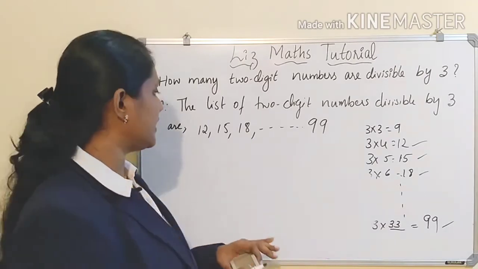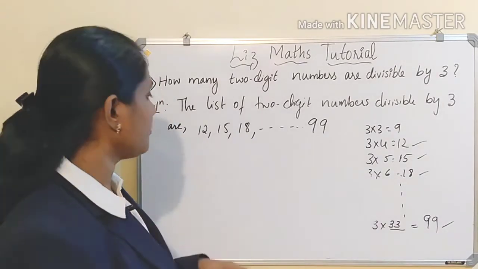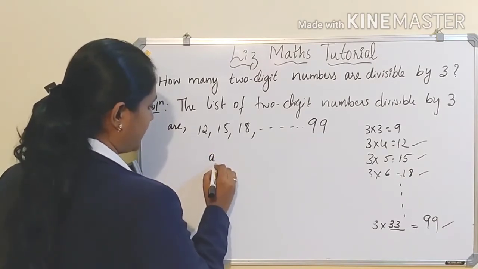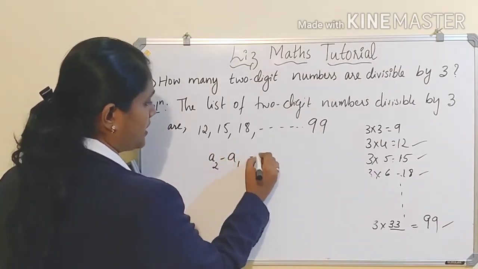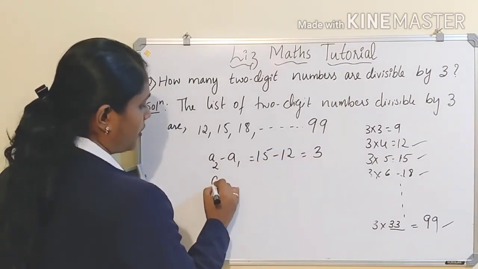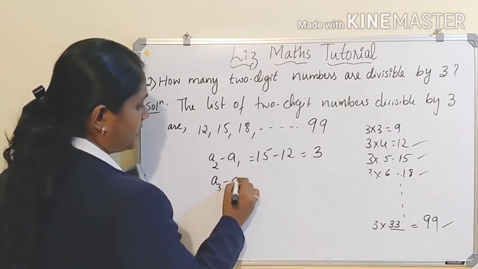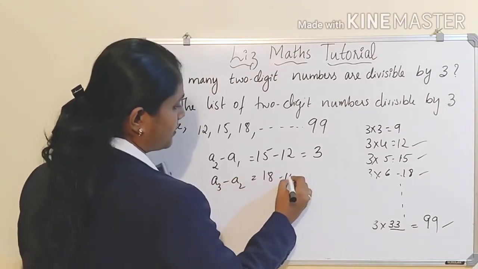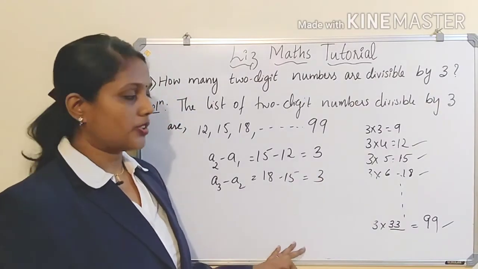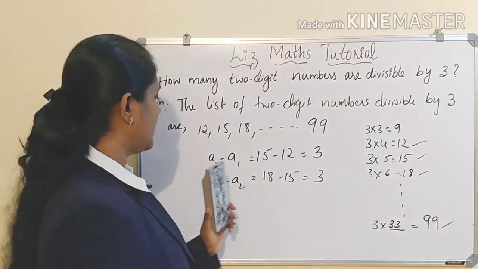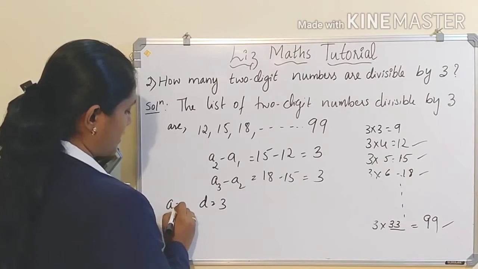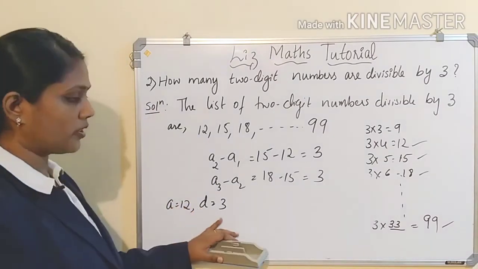Now you have to check whether this is an AP first. How to find out whether it is an AP? You have to find the difference. A2 minus A1: A2 is 15, minus 12, you are getting 3. Again, A3 minus A2, that is 18 minus 15, here also you are getting 3. So you can say the common difference D is equal to 3, and the first term A is equal to 12. Now you have got this much, isn't it?